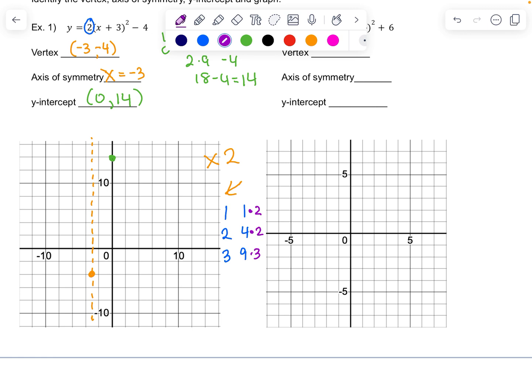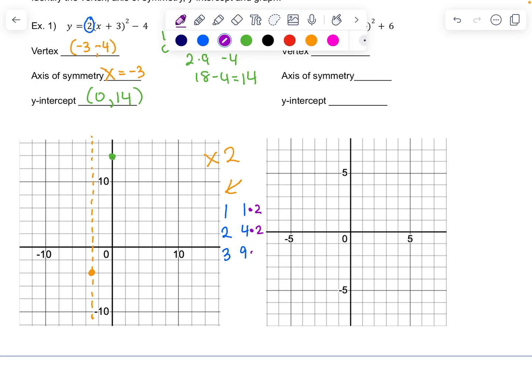So here we go. Oh wait, I just went up 27 because I put 3. Okay, 2. There we go, 18, much better, because we're going by 2's. Over 1, we're going up 2. There's our point. Buy 1, get 1 free, because remember, we're using that symmetry, right?